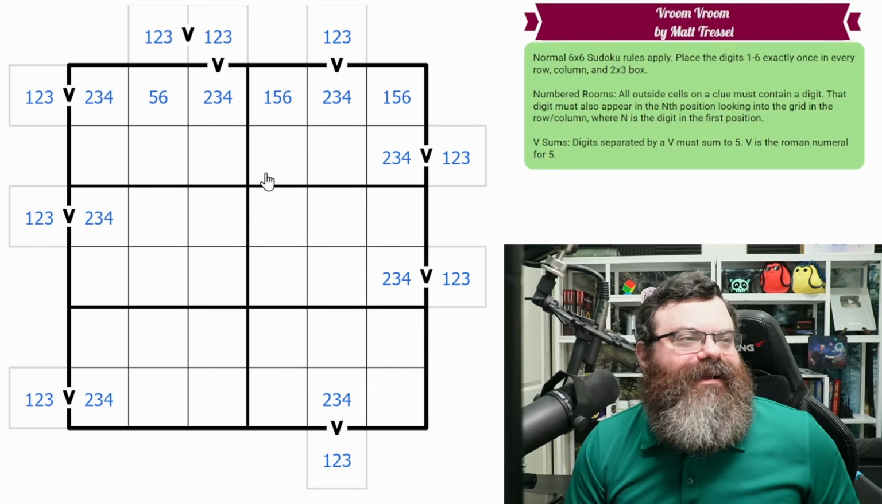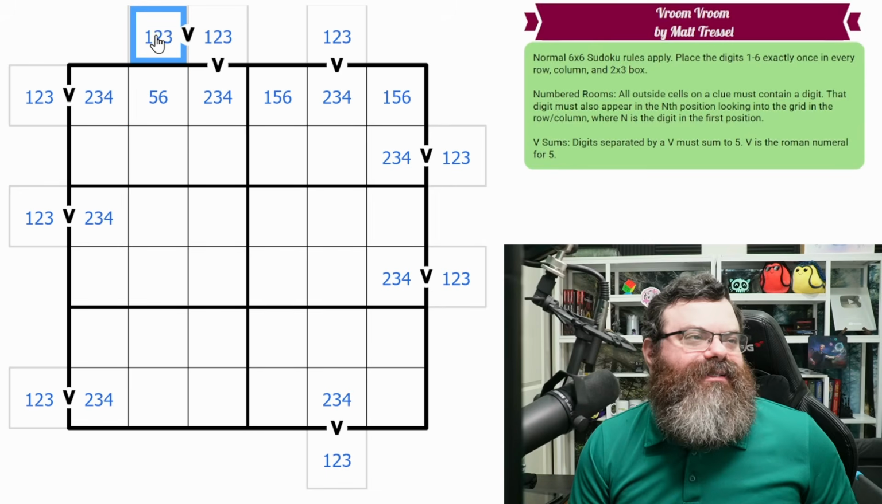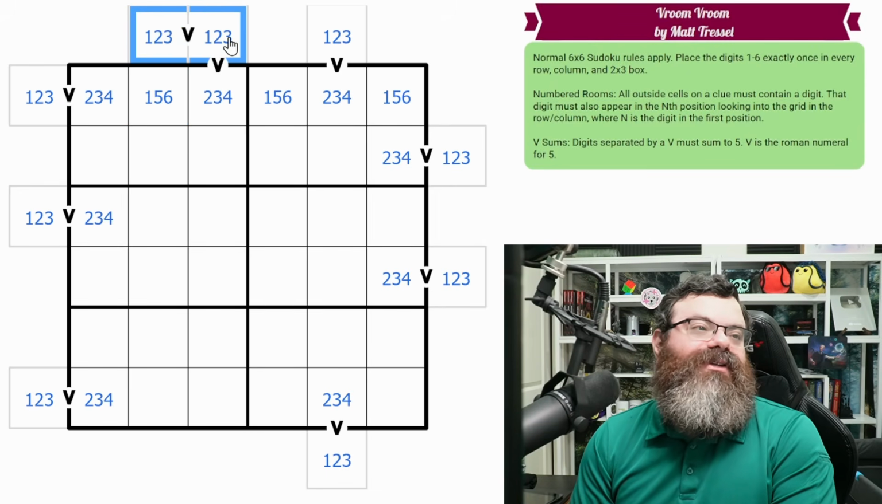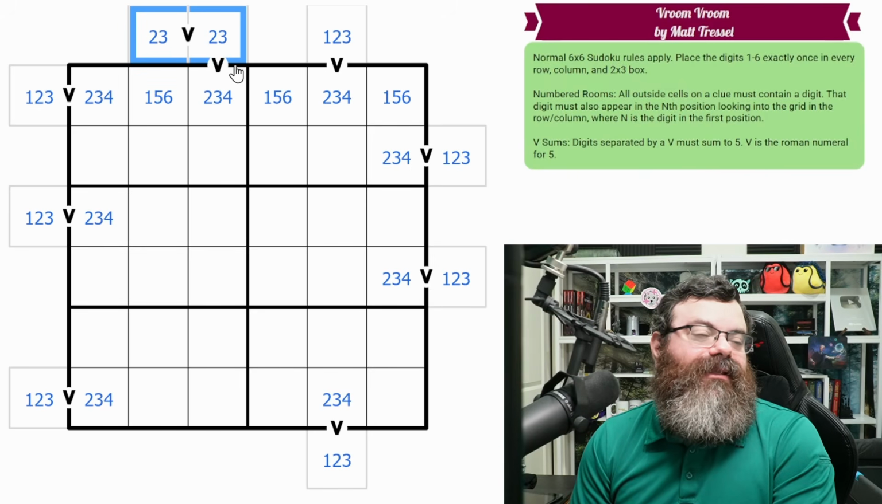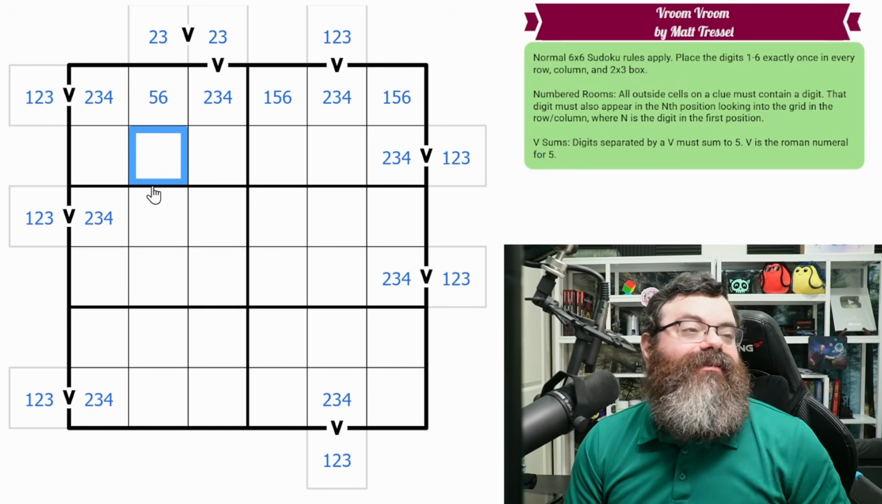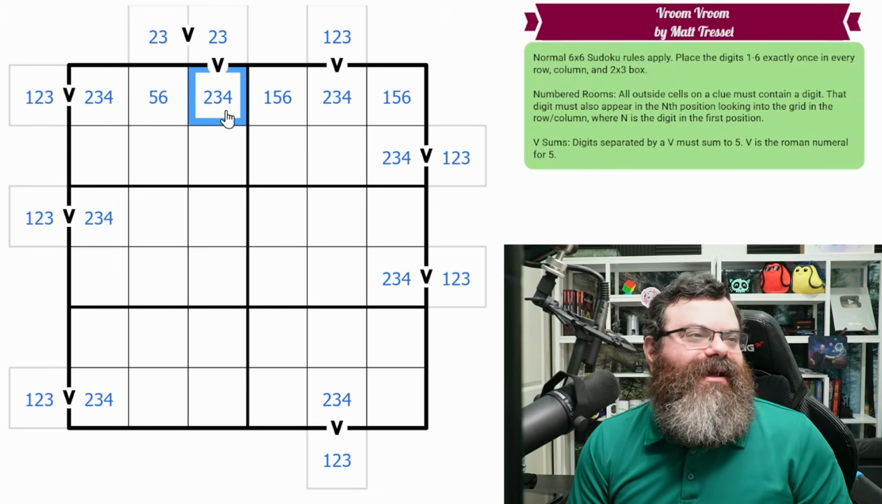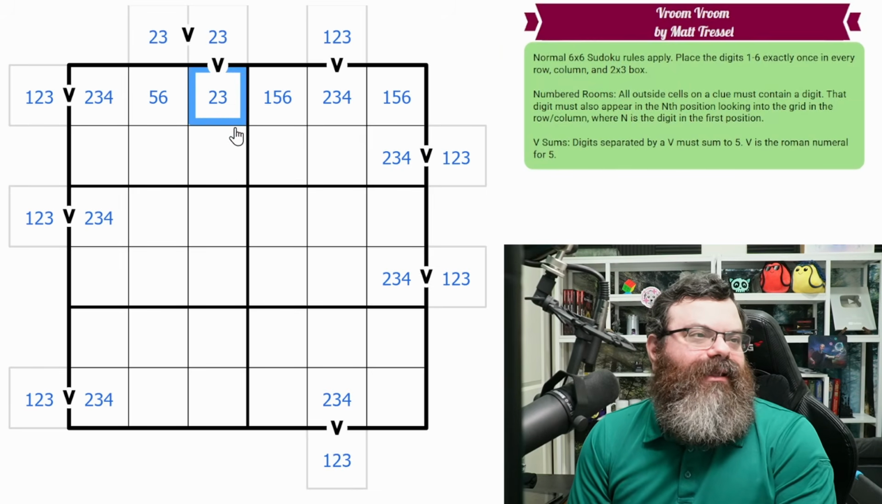All right. This can't be a 1 because it's a numbered room clue. And this, no, you know what? It could still be a 1 because this could be, no, sorry, these are from 1, 2, 3 now. So this has to be a 2, 3 pair. And so then this can't be 1. All right. Look, it's 5, 6. Proved that quicker than I thought. That means this is a 2, 3. All right.